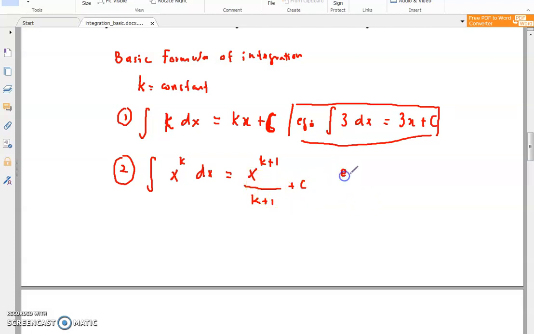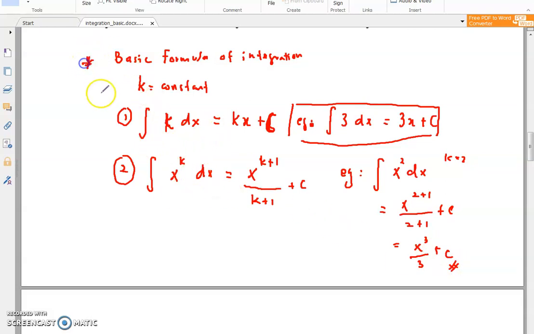An immediate example that we can see here is, let's say the question asks you to integrate x to the power of 2 dx. I think I already showed you how to integrate this part. So you are going to get x to the power of k, where the value of k now is 2. So you get x to the power of 2 plus 1 over 2 plus 1, plus c. So your answer will be x cubed over 3 plus c. So this is the way you do the integration. You need to memorize these two formulas first.